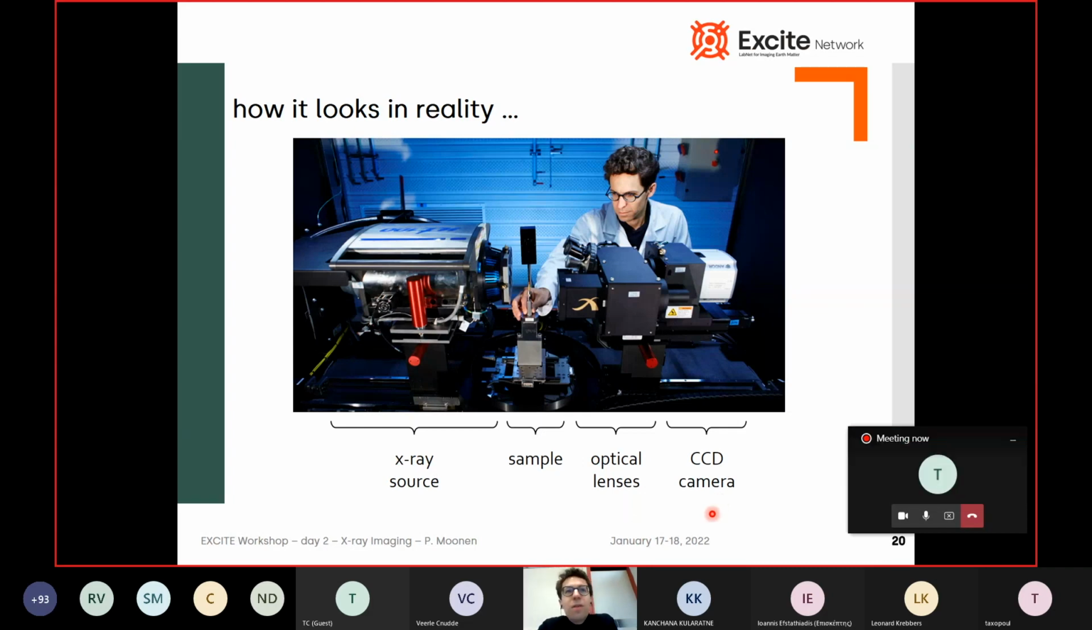Like I mentioned, this is an indirect conversion mechanism. The scintillator is glued onto the different lenses here, where the thickness of the scintillator is adapted to the magnification of the lens, and then the signal is magnified and impinges onto the CCD detector. So this is how it looks in reality.